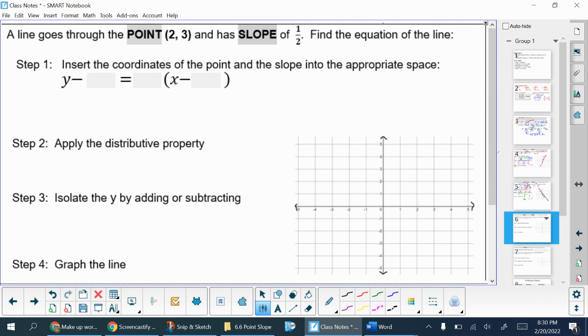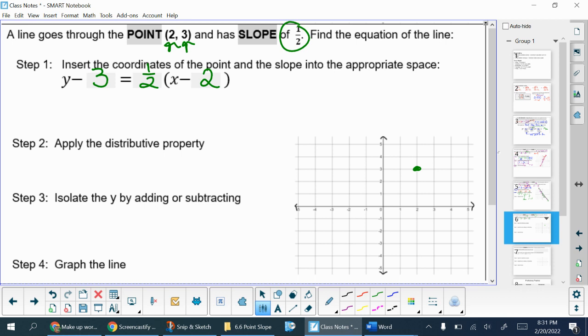Okay, and this one's got some fractions in it, but that's okay. Same exact deal. This is our x, this is our y, our x1 and y1. So I'm going to plug the 2 in for x1, the 3 in for y1, and the 1/2 for our slope. I'm going to go ahead and graph that real quick before I do anything else, so you can kind of see if this is going to look the exact same.